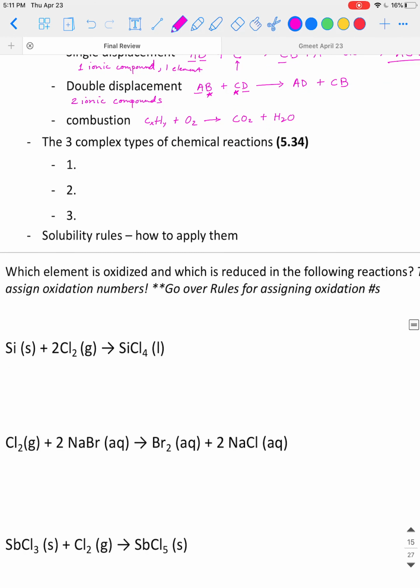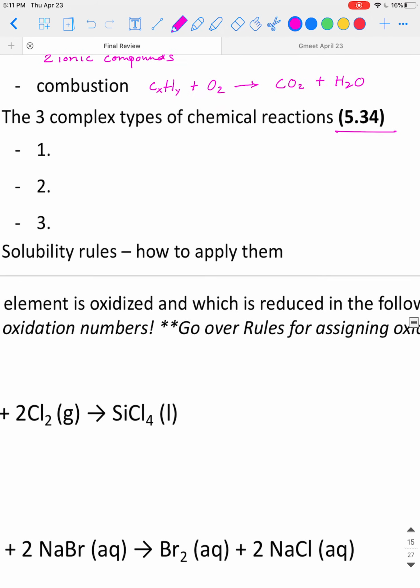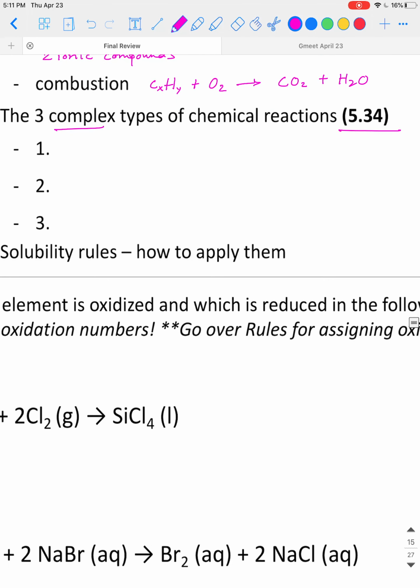So those were the 5 simple classifications. The next 3 we talked about were more complex. And here's an example problem from the textbook that's really great to work on classifying the 3 we're about to talk about, 5.34. I recommend you go work it. But what were the 3 types of complex? Number 1, we had precipitation.